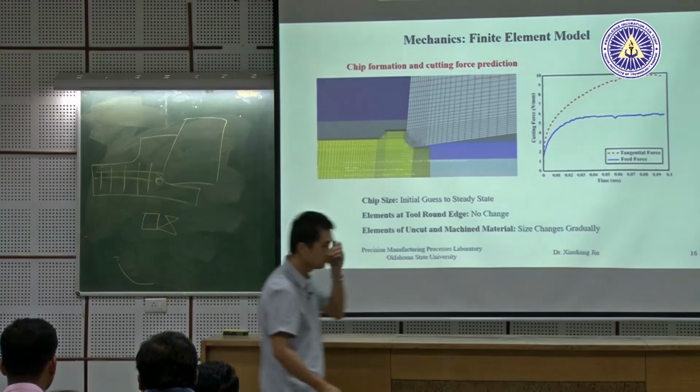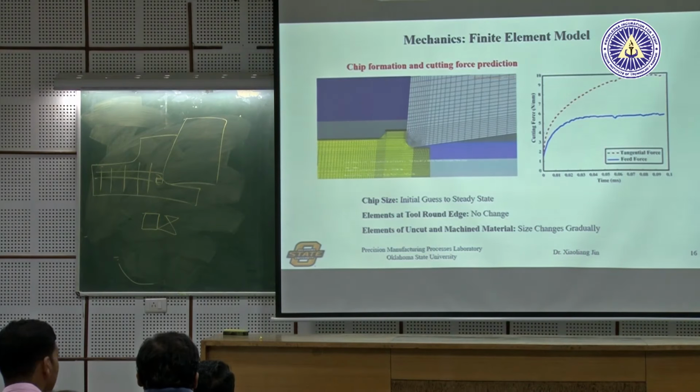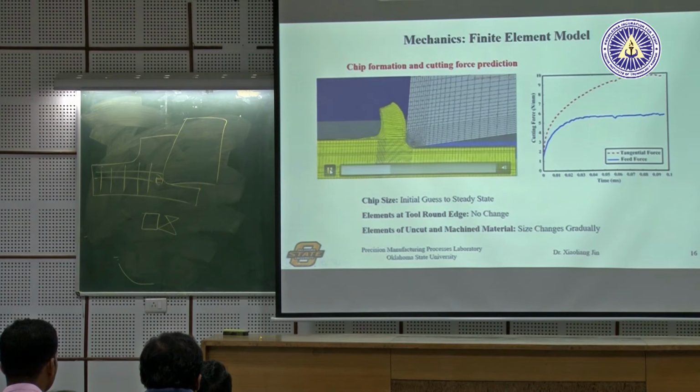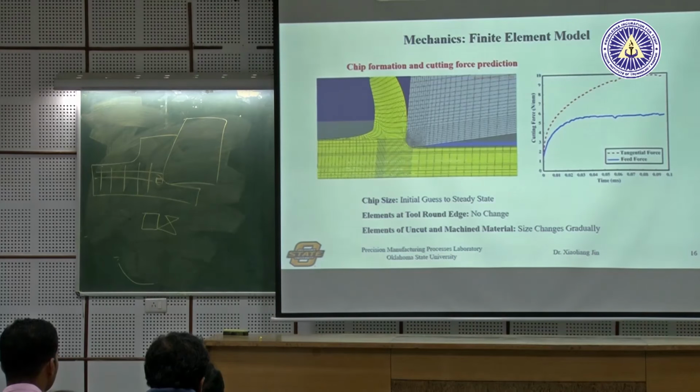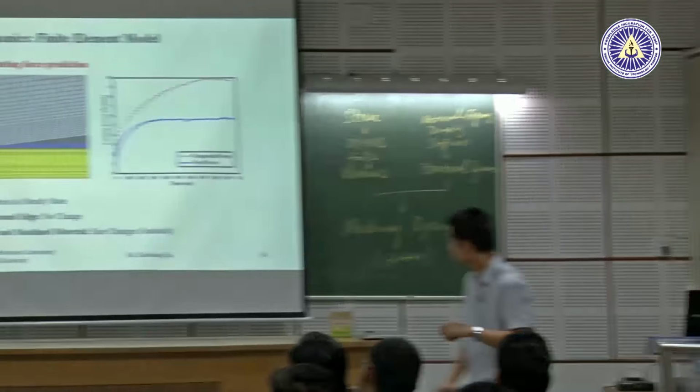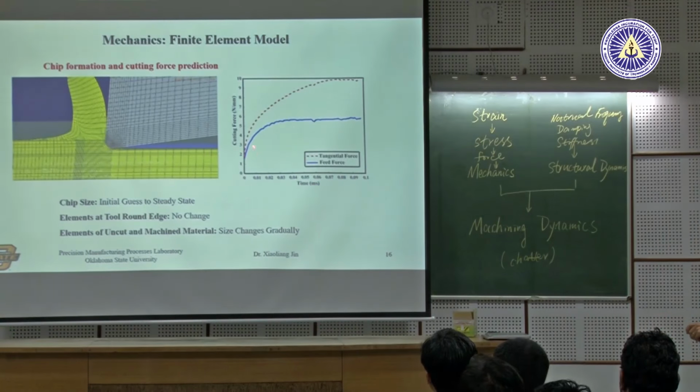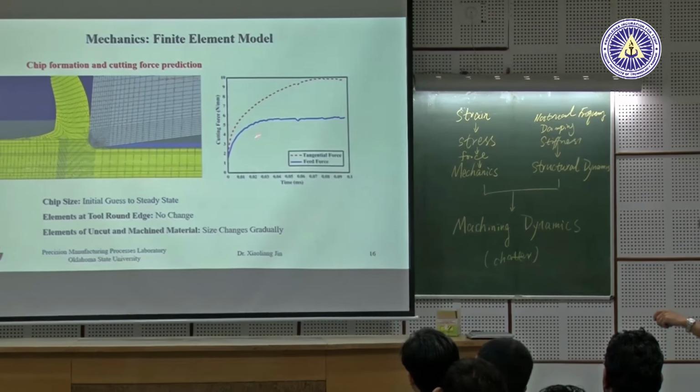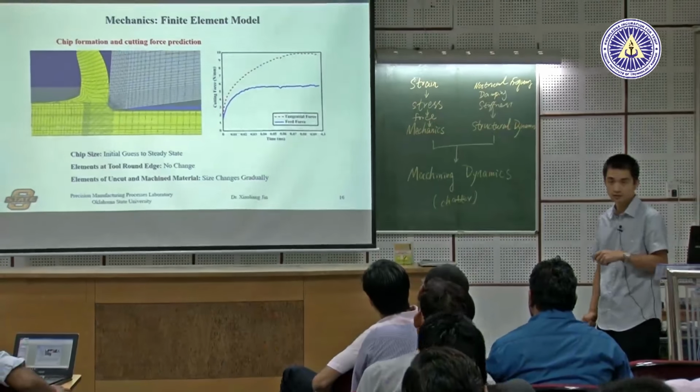So here I want to show one animation of it simulating this chip formation. You can see the elements here don't move, but the material actually moves. We can still find the stress change at each point. The advantage is that it can simulate the chip formation from beginning to end, and at the same time, if we record the cutting force, we can always see the evolution of the cutting force here, okay?